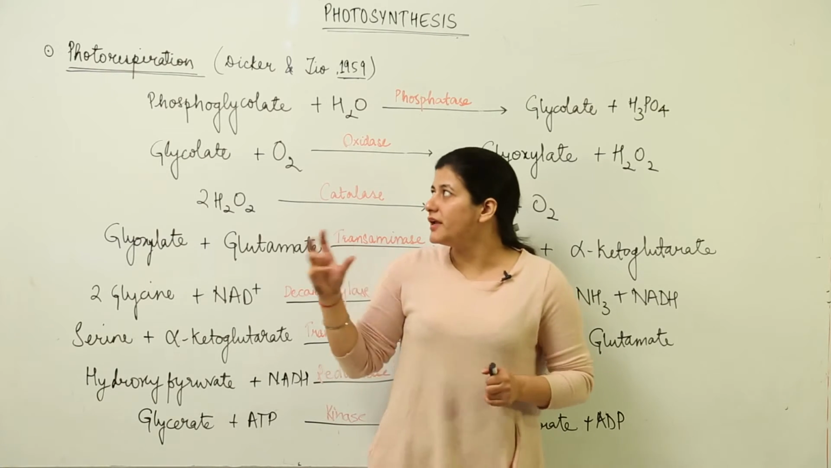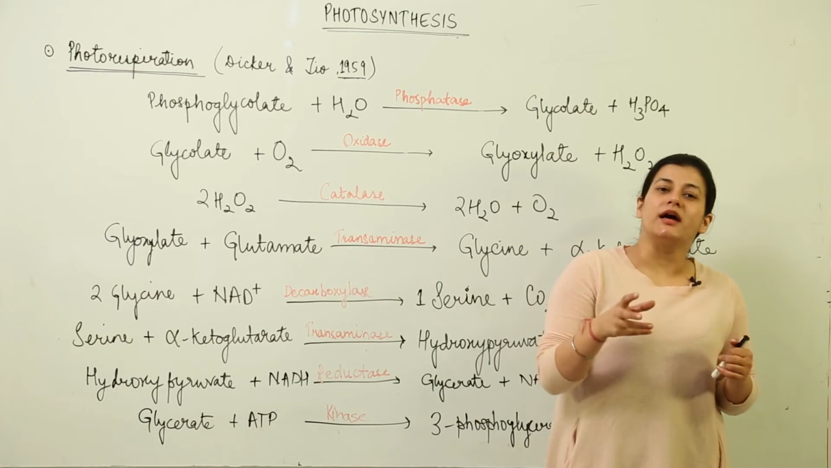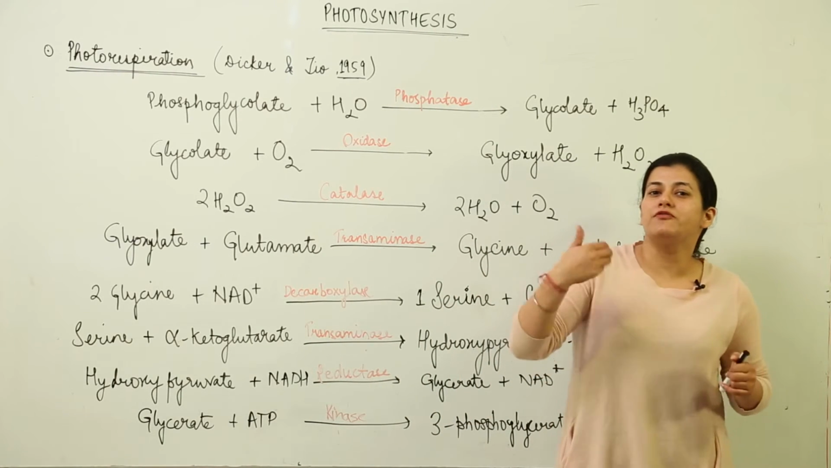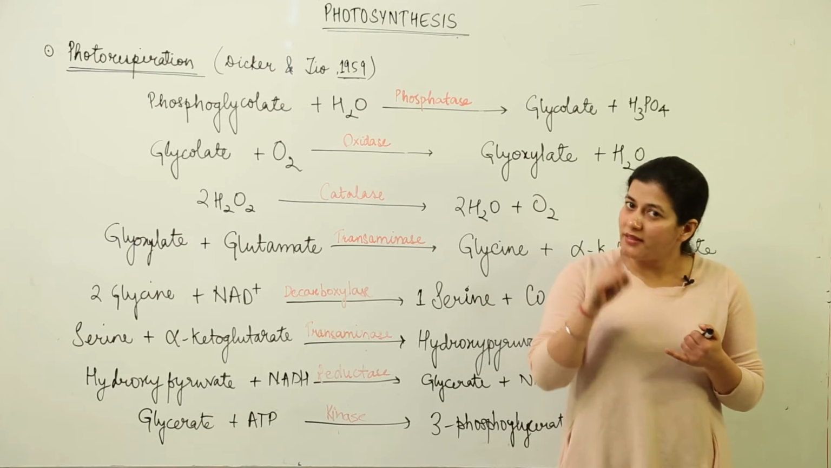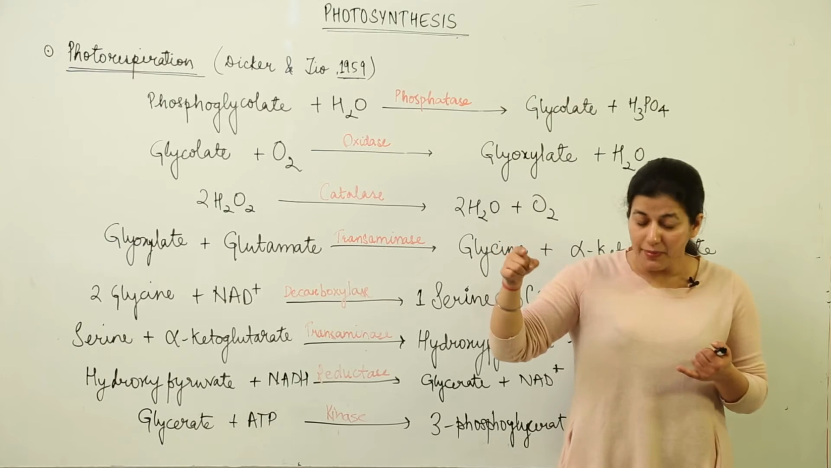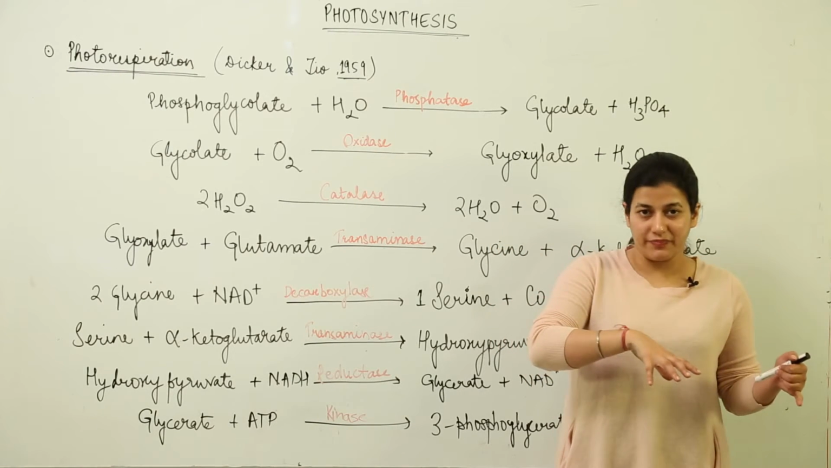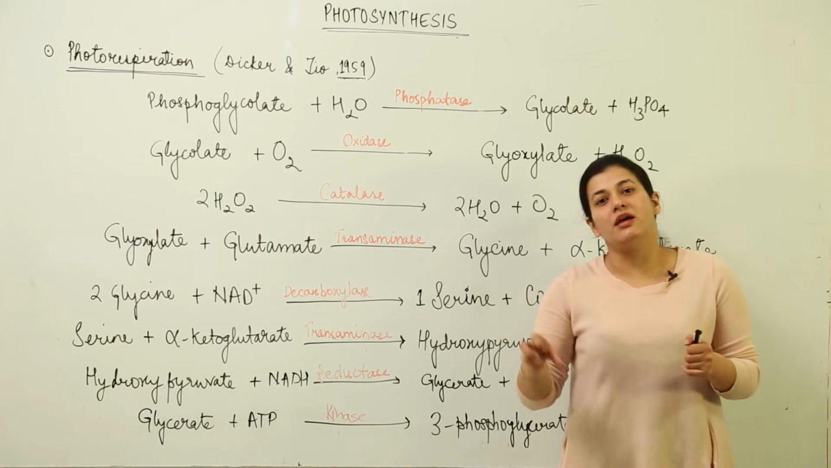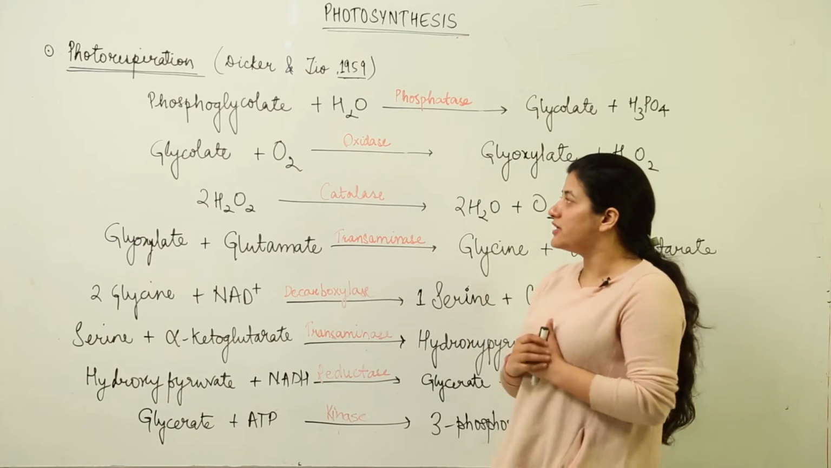So there is no particular indicator for photorespiration as such, but one can make out that the plant is not performing enough photosynthesis. When the rate of photosynthesis is low, the photorespiration rate is higher, and when the evolution of carbon dioxide from the plant is higher than expected, then also we can make out that it is undergoing photorespiration. Now what is this photorespiration all about?